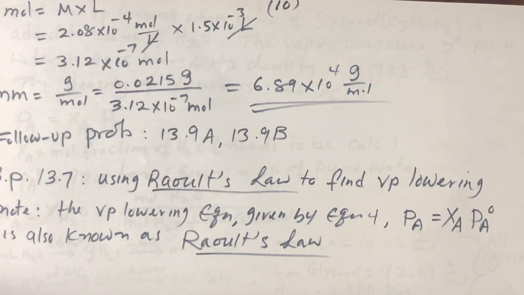Okay, now the next problem deals with Raoult's law to find vapor pressure lowering. Now, I think I forgot to mention this before, but the vapor pressure lowering equation given by equation 4, PA equal to XA times PA0, is also known as Raoult's law. So that's just another name for PA equal to XA times PA0. The first person who came up with this equation was a scientist by the name of Raoult, and now it bears its name, Raoult's law.